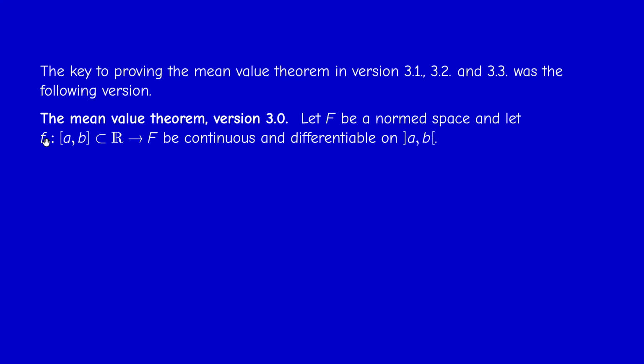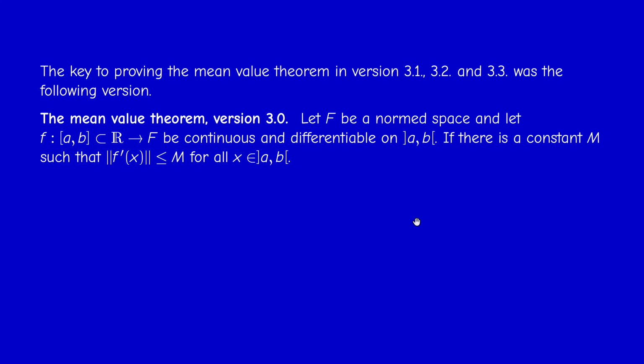If we consider a map defined on a closed interval [a,b] of R that takes values in a normed space, which is continuous on the closed interval [a,b] and differentiable inside, and if the derivative is bounded by a constant M for all x inside (a,b), then the norm of f(b) minus f(a) is less than or equal to this constant times (b minus a). So we proved that, and the proof was not easy, actually. But this was the key to proving later versions. Now we can extend this result.